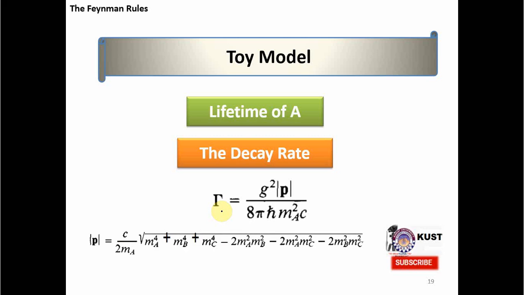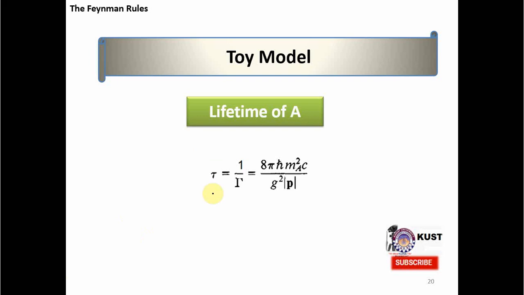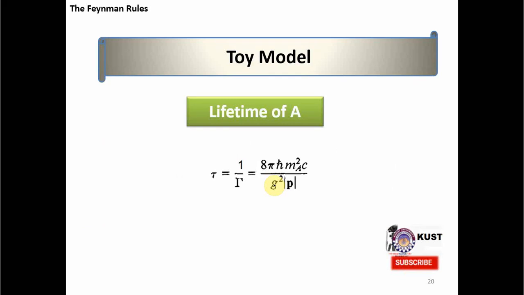And this lifetime, okay, so this is the momentum conservation. You can see all these particles A, B, C, their masses, and all their mixed terms contribute to the momentum. Okay, so this is the lifetime we finally calculated, that is tau is equal to 1 over gamma. So you just have to invert this and you will get the lifetime for the particle A. So in this toy model we have seen how to calculate the lifetime of any particle in this toy theory with the help of Feynman calculus and Feynman diagrams.